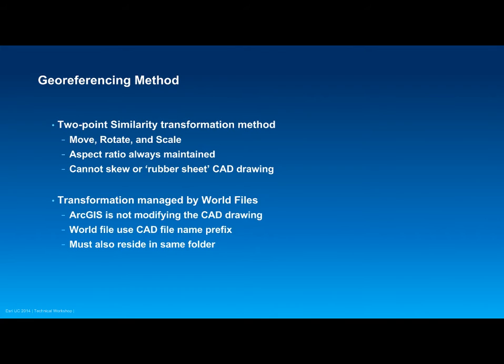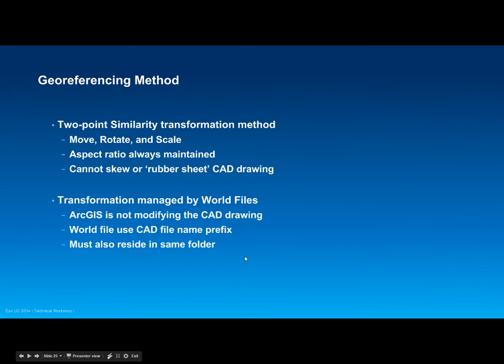With an image, you can add more than 2 points, and you can rubber sheet a scanned image or map to make it fit better. Since CAD data is read-only and not editable, it doesn't allow for that. This transformation is managed by the world files. ArcGIS is not modifying the CAD drawing. The world file uses the CAD file name as the prefix, then .wld, and ArcGIS automatically reads that file and moves the CAD data based on the information in the world file.